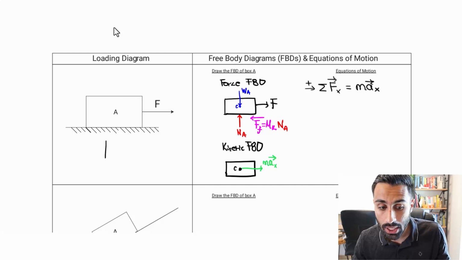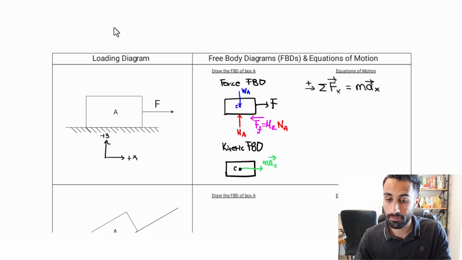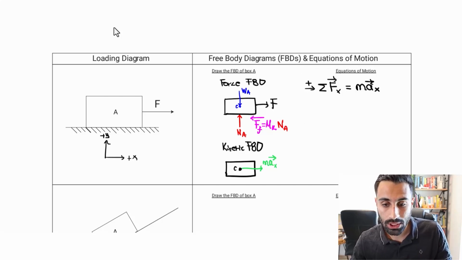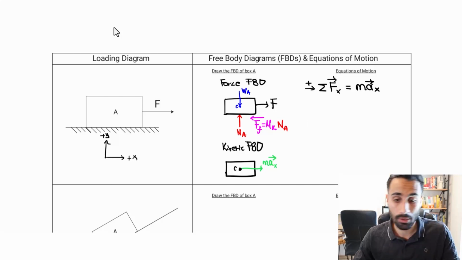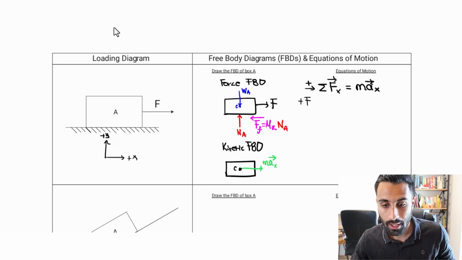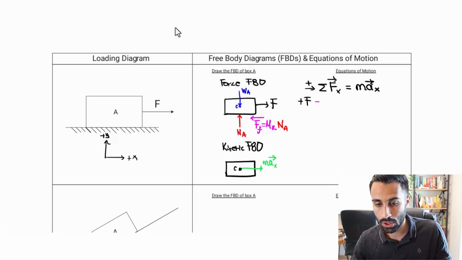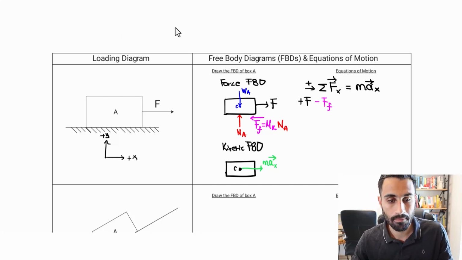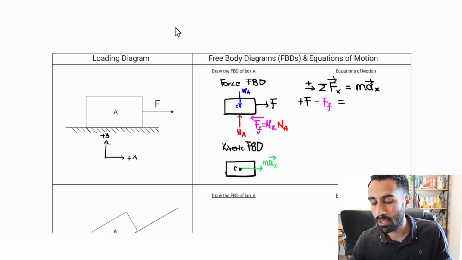So we're going to use the traditional convention that going in the positive x and positive y here are positive. So here, let's denote that the forces in the x, everything in the x, it's going to be this force, so it's going to be going to the right, so it's going to be positive. Then we have the force of friction. Force of friction goes to the left, as we denoted, so that would be like that. And that equals mass times acceleration in the x.